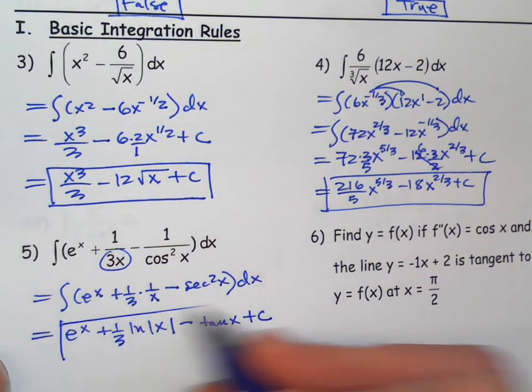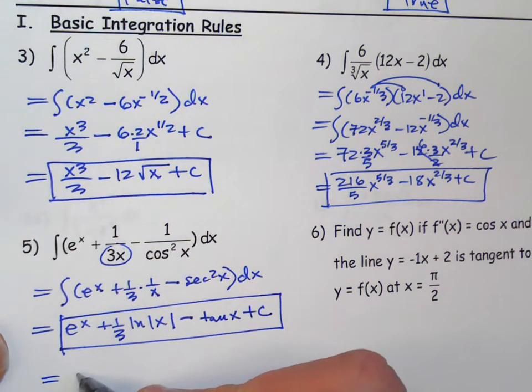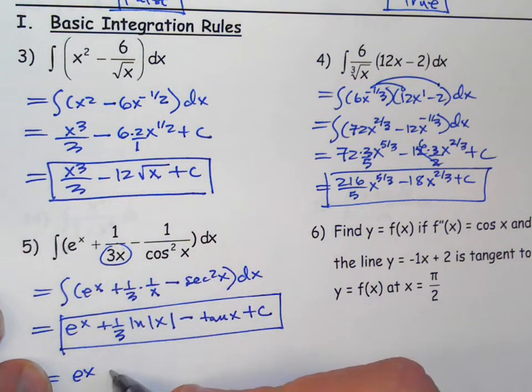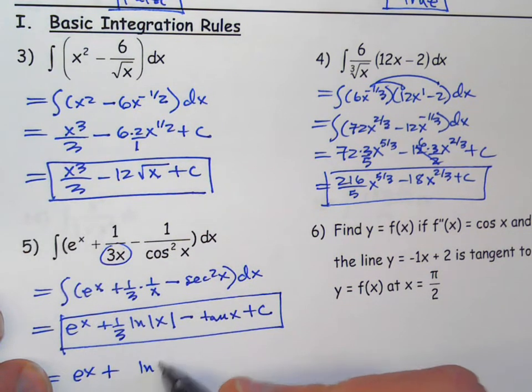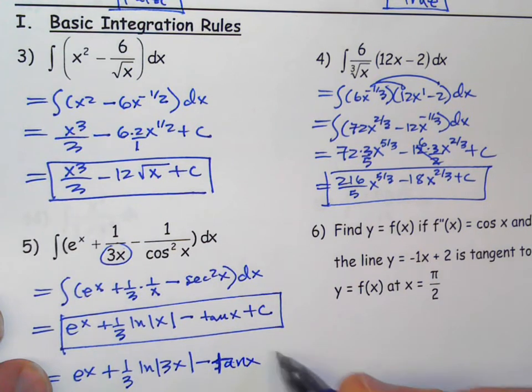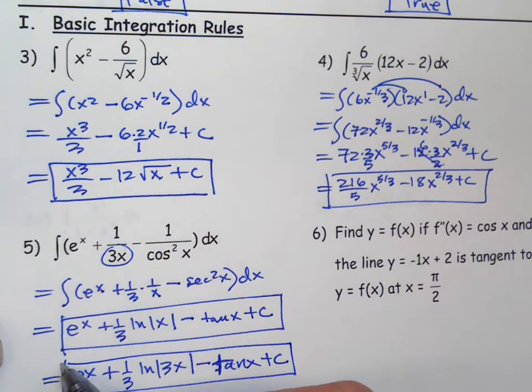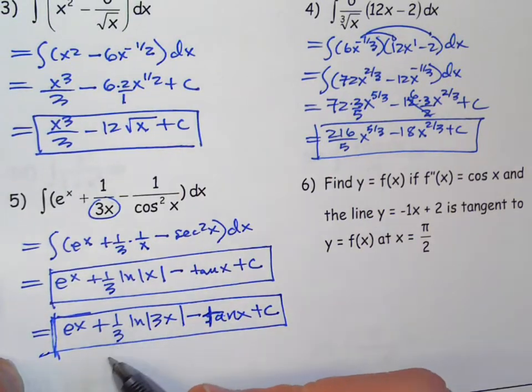So that can be your final answer. The other way of doing it is to consider the 3 inside, and then you say, okay, well, it's a natural log of 3x, but chain rule says you need an extra 3 in front, so we need a 1/3 in front. And so this is an acceptable answer also, but you got to remember the 1/3.